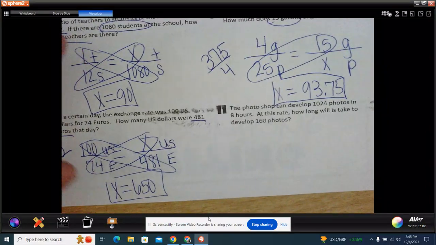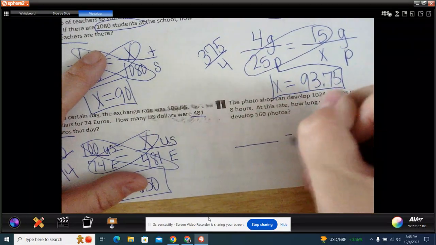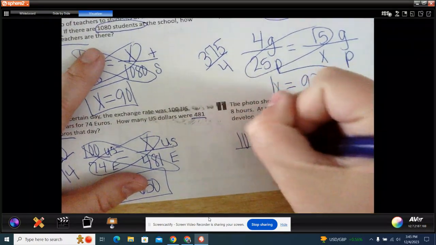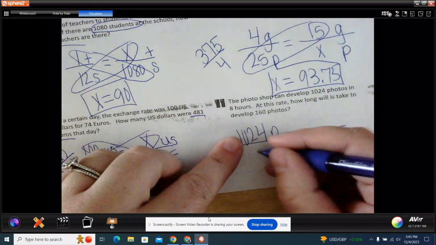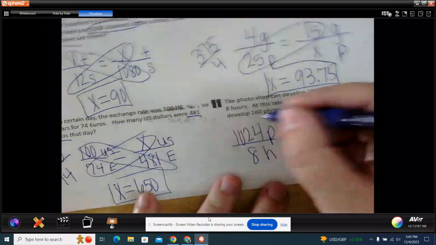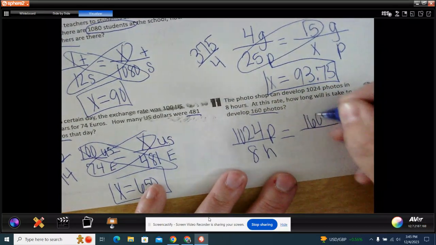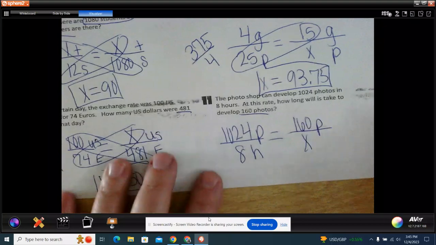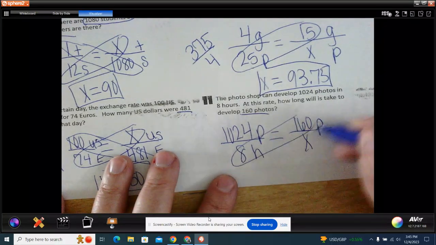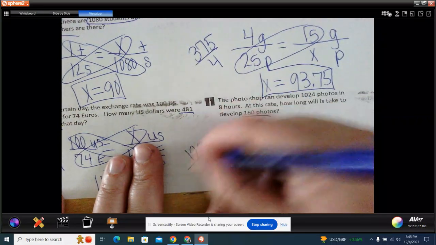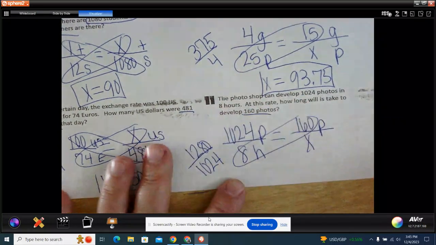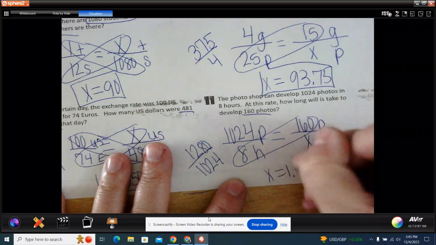And last one, the photo shop can develop 1,024 photos in 8 hours. At this rate, how long will it take to develop 160? Again, whatever number comes first in the word problem, we're going to put it on top. Make sure to label it. So I have 1,024 photos in 8 hours. So the 8 will go on the bottom. I'm given 160 photos. That's going to go on top, x on the bottom, and then solve. So I multiply and get 1,280 divided by 1,024. And so x equals 1.25.